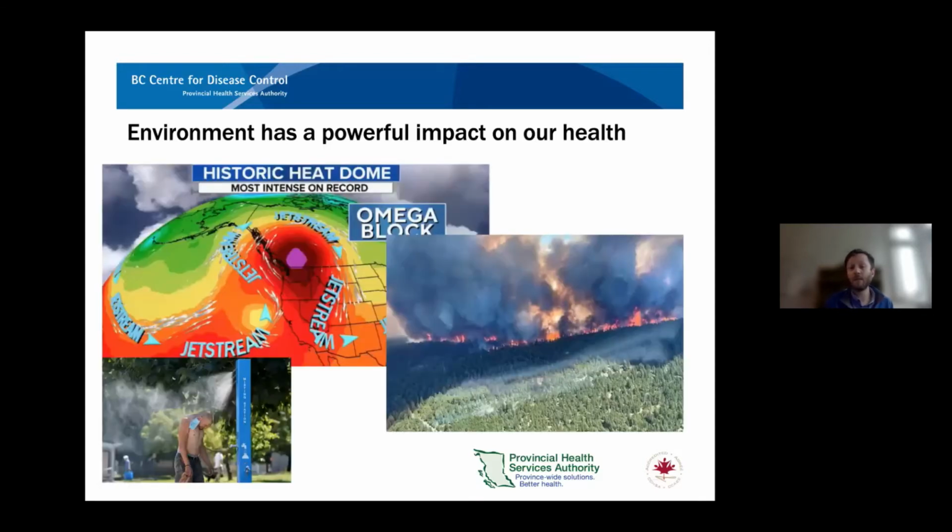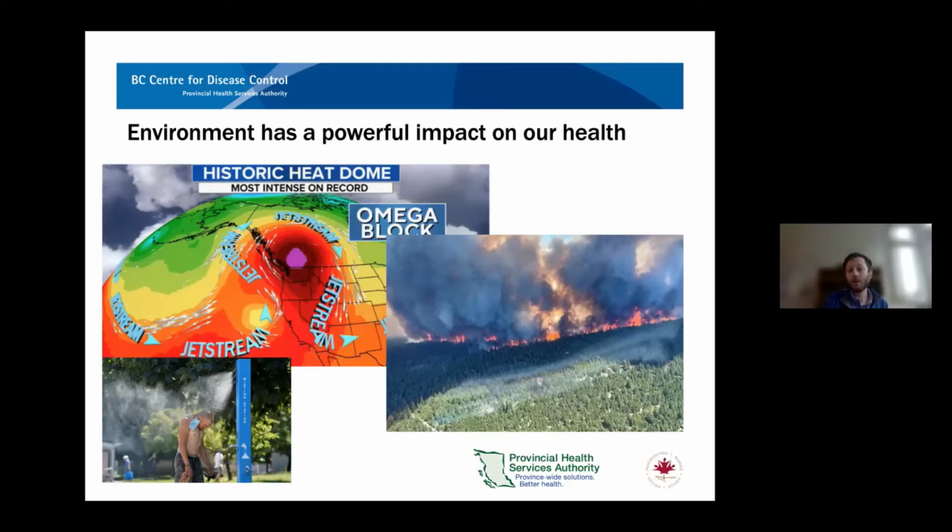And certainly in BC, it wasn't just that, it's been quite a year for us. We had the historic heat dome over the summer that sadly took the lives of hundreds of vulnerable people in our communities. We had large fires that displaced people, that again disrupted health services, that caused respiratory, cardiovascular difficulties. So we've really had very clear and vivid examples of the power of the environment on our health.